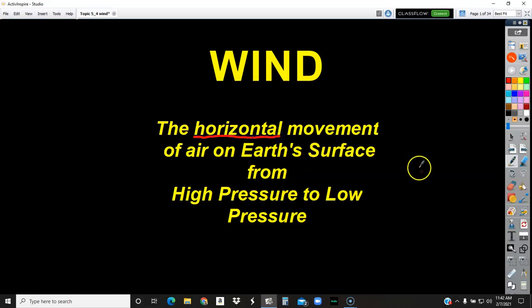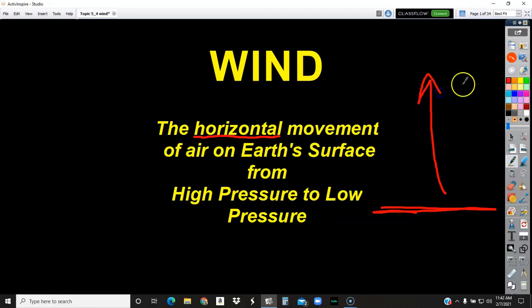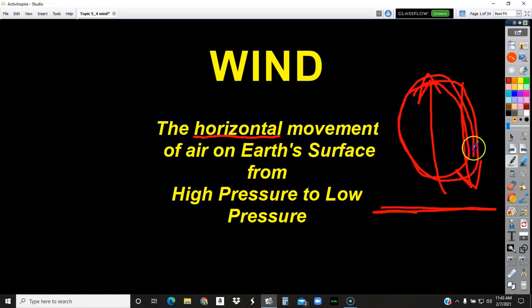That's why it's horizontal. Let's say this is the ground and the air is going up or down vertically, that's not called wind. Actually, that's called updrafts and downdrafts, which is all part of convection, right? Remember, convection is this circular motion of air, but that's a vertical motion. But wind is going horizontally, so with the surface of the earth.